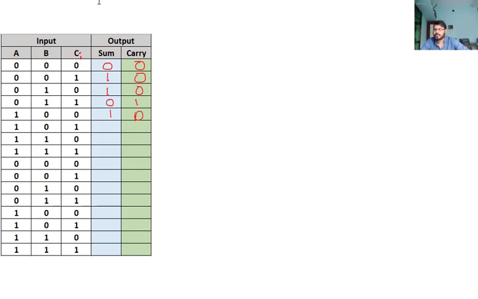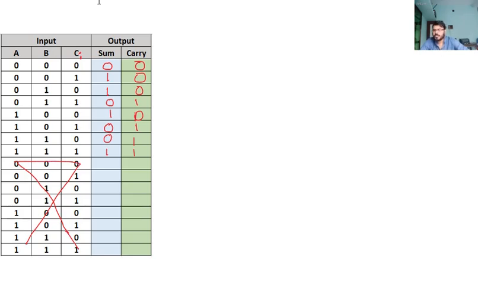1 plus 1 is 0 with a carry 1. 1 plus 1 plus 1 is equal to 1 with a carry 1. Yeah, so this is repetition. Neglect this part. This much is my truth table. Okay, now so this is the truth table.